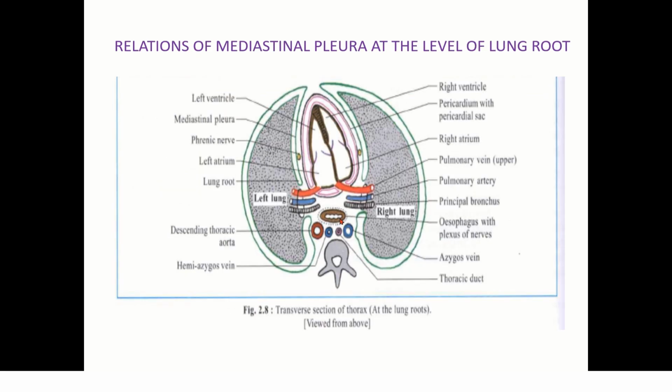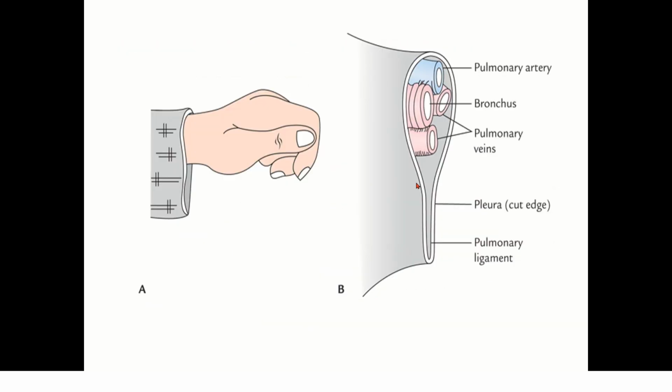And if you come to the level of the lung root, you can observe here the lung root, where important vasculature and bronchus are present, entering and leaving the lung. The most important thing at the lung root is the arrangement of the structures. Below the lung root, it forms a pulmonary ligament. This is at the level of the lung root.